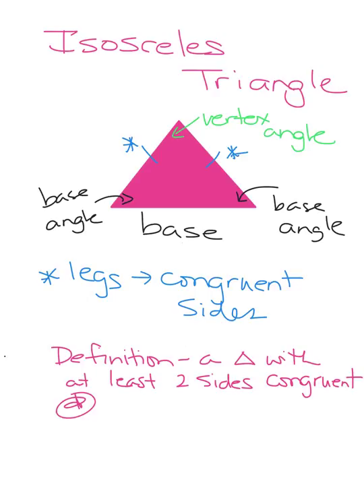Now, at the top here, we have our vertex angle, and that's the angle that is across from the base. Our base is at the bottom there, and again, it depends on which way you have the triangle turned. The base angles are both close to the base, and in blue there are the legs. They are considered the congruent sides.